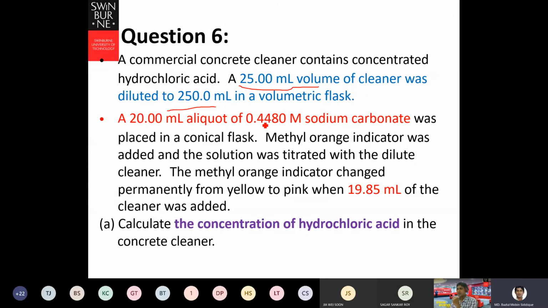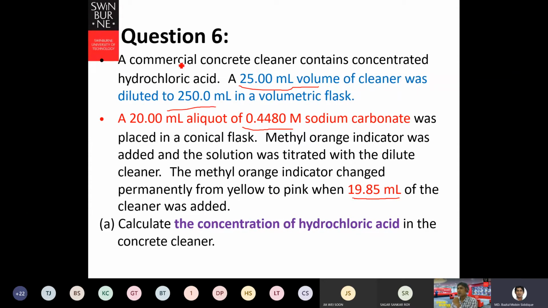A 20 milliliter aliquot of 0.448 molar sodium carbonate was placed in a conical flask. Methyl orange indicator was used and the solution was titrated using the diluted concrete cleaner. The methyl orange indicator changes permanently from yellow to pink when 19.85 milliliter of the cleaner was added. The concentration of hydrochloric acid in the concrete cleaner, we have to find out.